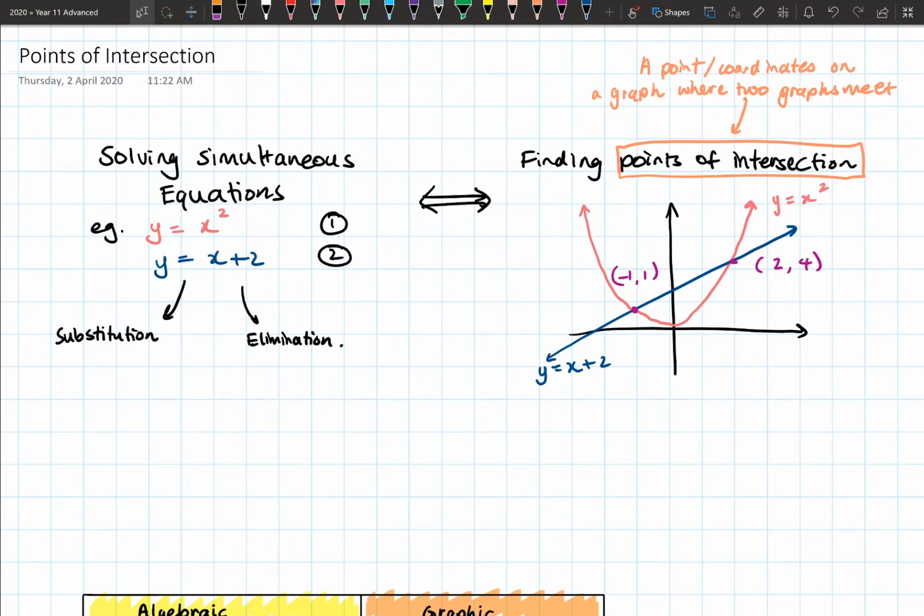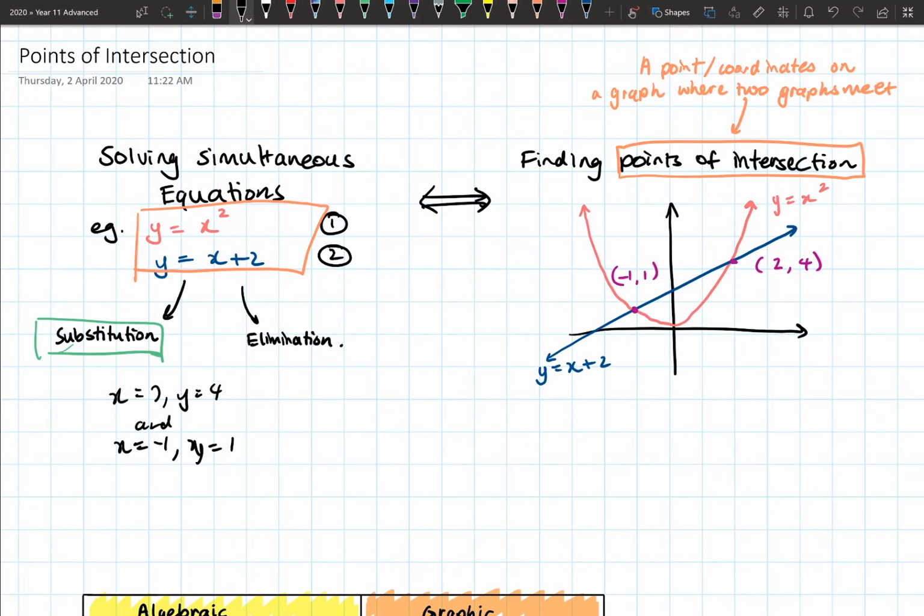For example, when we solve simultaneous equations, we might have seen this type of equation. We've got two equations, y is equal to x squared and y is equal to x plus 2. In this scenario, I would probably use the substitution method to solve these. After solving, I would get x is equal to 2, y is equal to 4, and x is equal to minus 1, y is equal to 1. You can check those solutions yourself if you would like to.